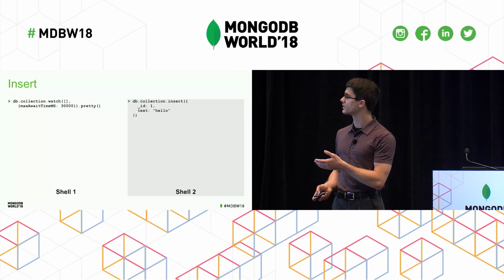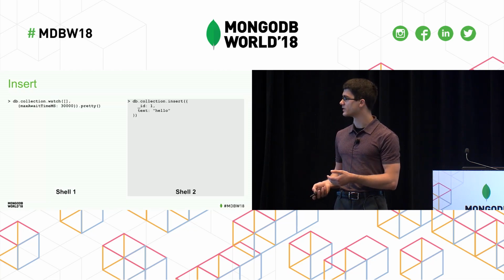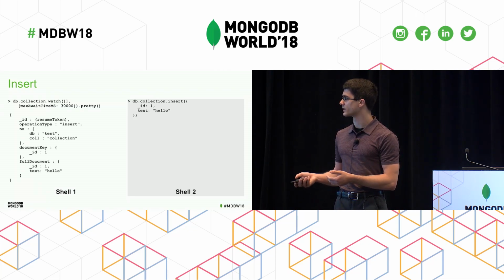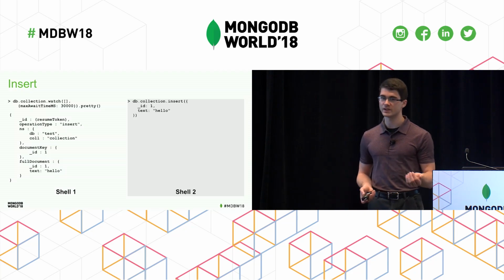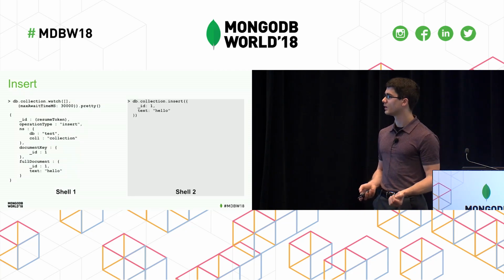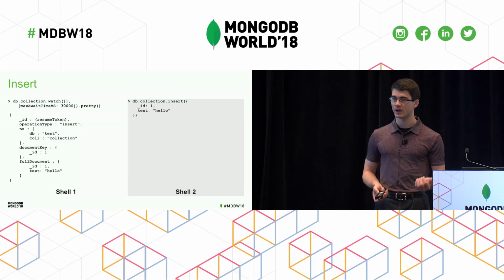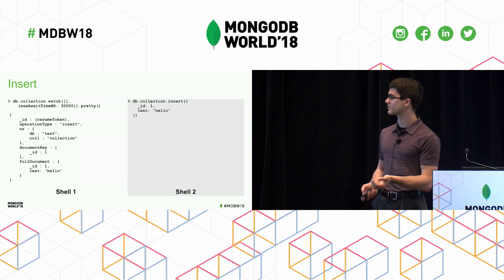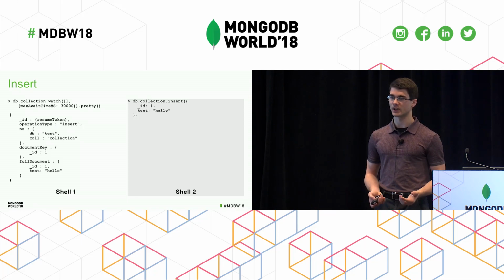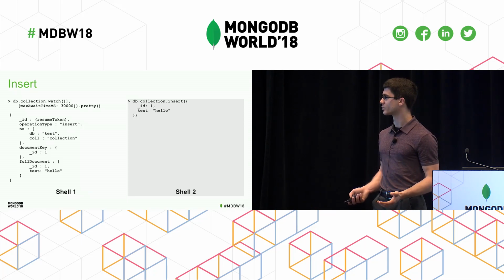So after we do the insert in shell 2, what we'll see in shell 1 is a document that looks like this. The underscore ID is that resume token. The operation type is insert. NS, which is a namespace, has both DB and coll because we're watching on a collection. We have a document key uniquely identifying this document, and we have the full document, which is the entire document inserted. So pretty straightforward.